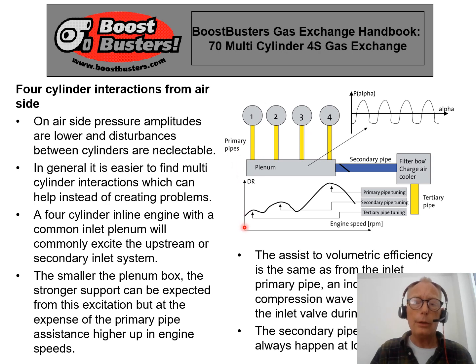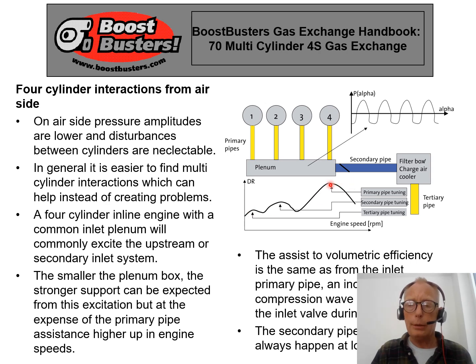Looking at the volumetric efficiency curve versus engine speed, we recognize the traditional peak in volumetric efficiency, which comes from the inlet primary pipe tunings. But what is new is that we have another crest further down in engine speed, and that resonance or assistance is coming from the secondary pipe. There is also a little hit here because of the third pipe, but the amplitude is much less.